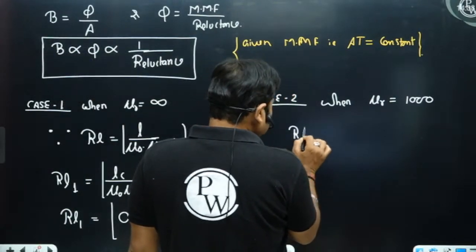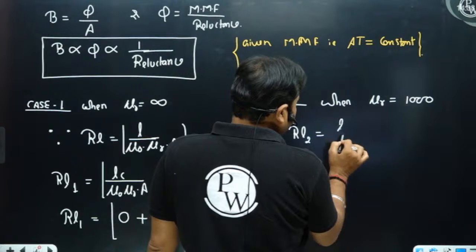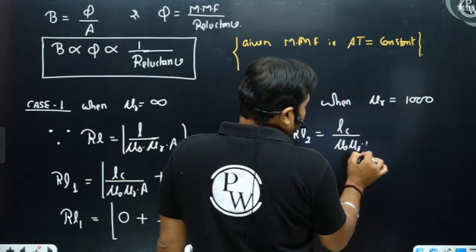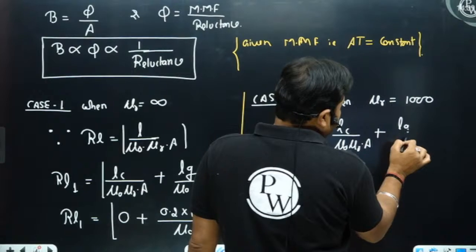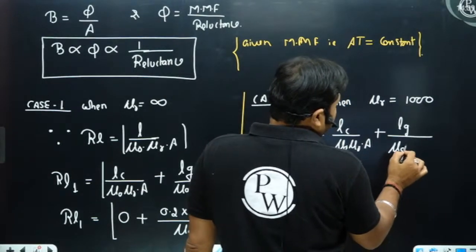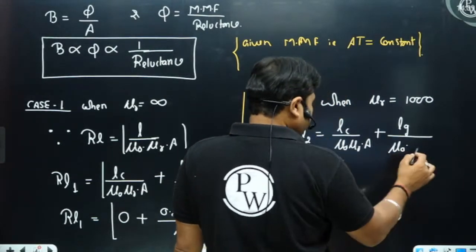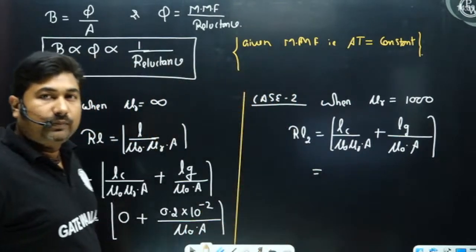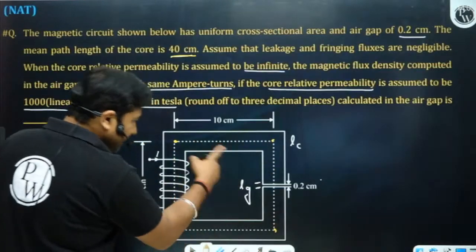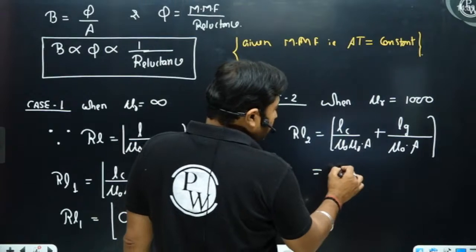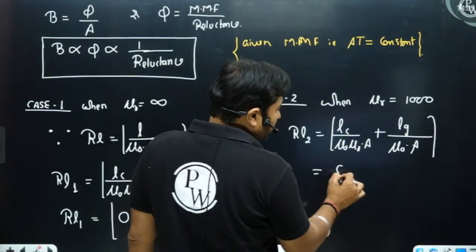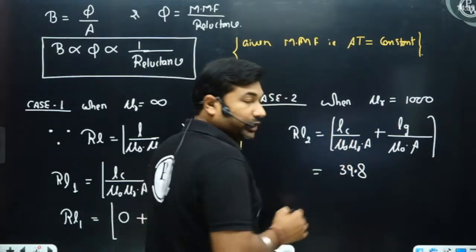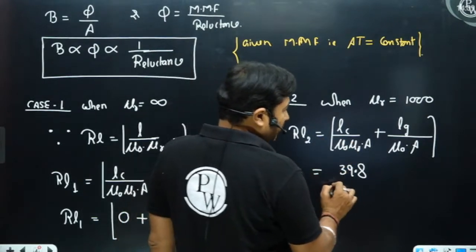So reluctance in this case will become Lc upon mu naught into mu r into A plus Lg upon mu naught into 1 into A. What is Lc? Length of the core. Total length is 40 centimeter, mean core length. So 40 minus 0.2 will become 39.8. 0.2 centimeter I have subtracted from here.